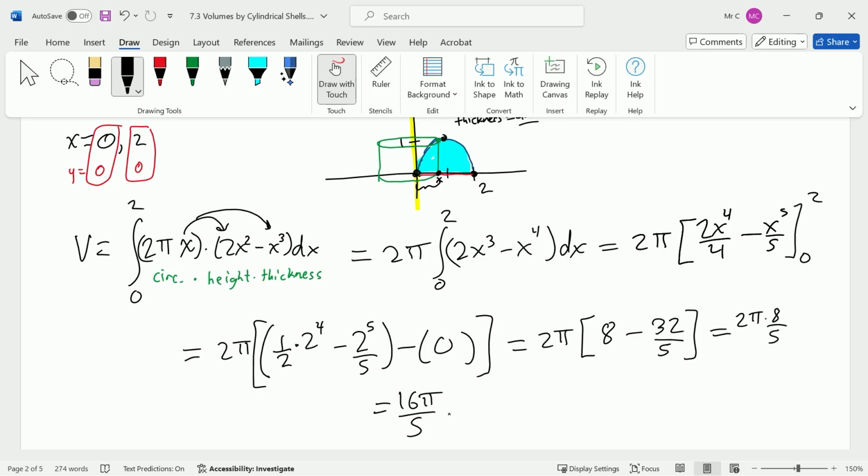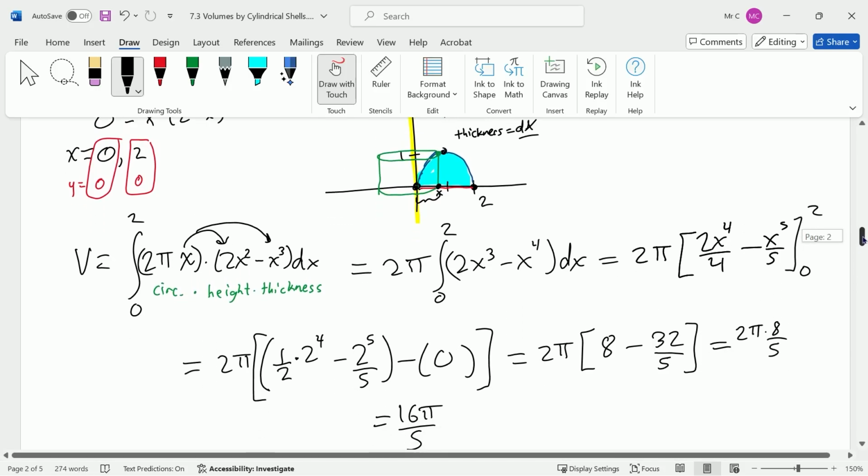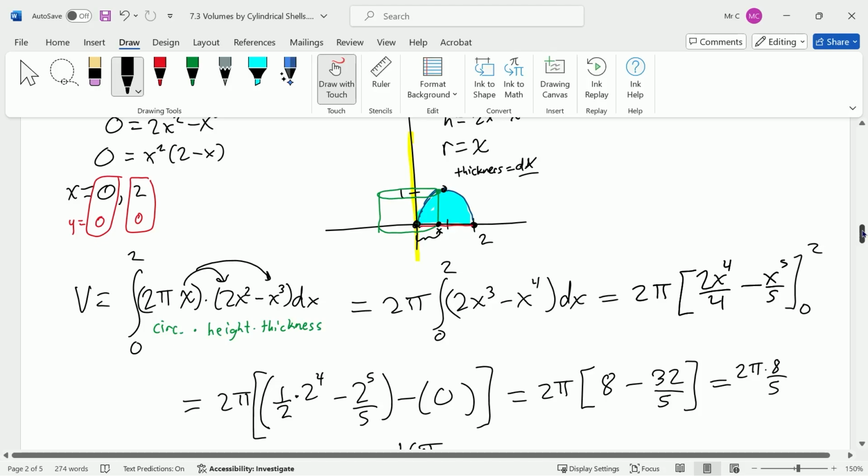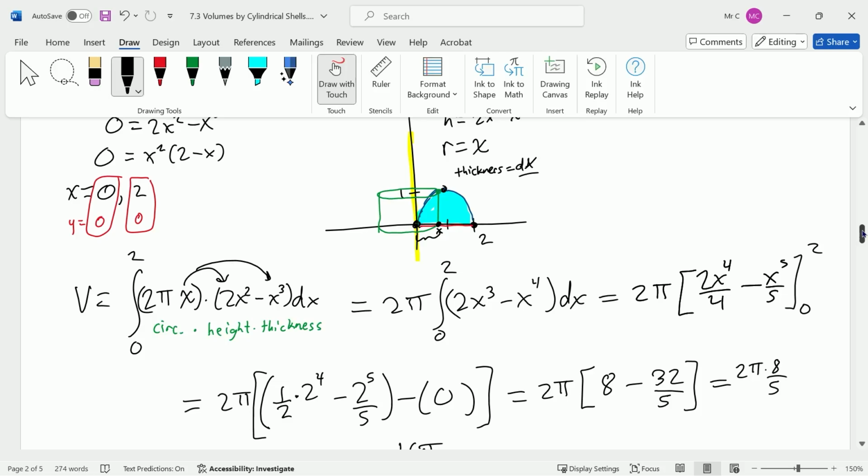Okay, so that's it. And again, a lot of these integrals are going to be fairly simple to compute. The integrals really aren't bad at all. What is challenging is setting them up properly. So you've got to make sure you draw a good descriptive picture that shows your region, that shows what a sample cylindrical shell looks like, and that you can use to interpret what your radius and height and thickness are.